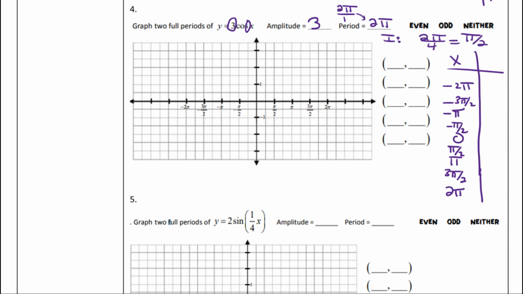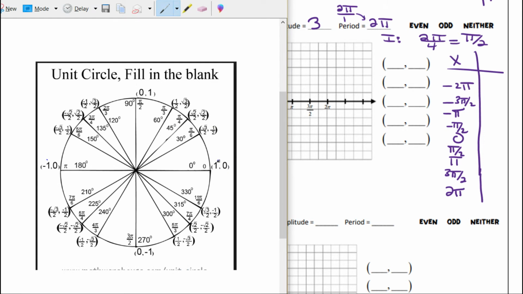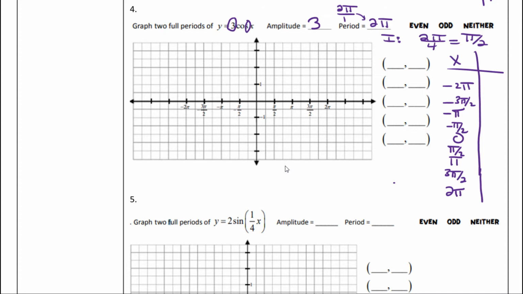All right, so we're going to do cosine of 0. So cosine of 0 is 1. And then we got to do 1 times 3. Okay, so technically this is a 1 times 3. So we got 1 times 3 is 3. So that goes here. All right, so you just got to be careful because we have that amplitude of 3 there.